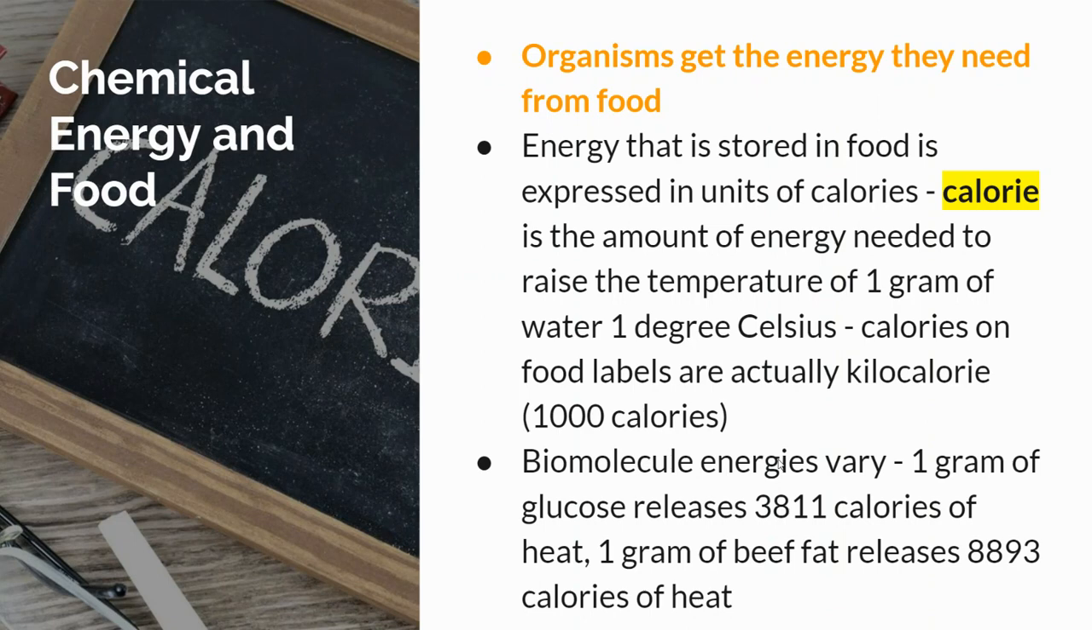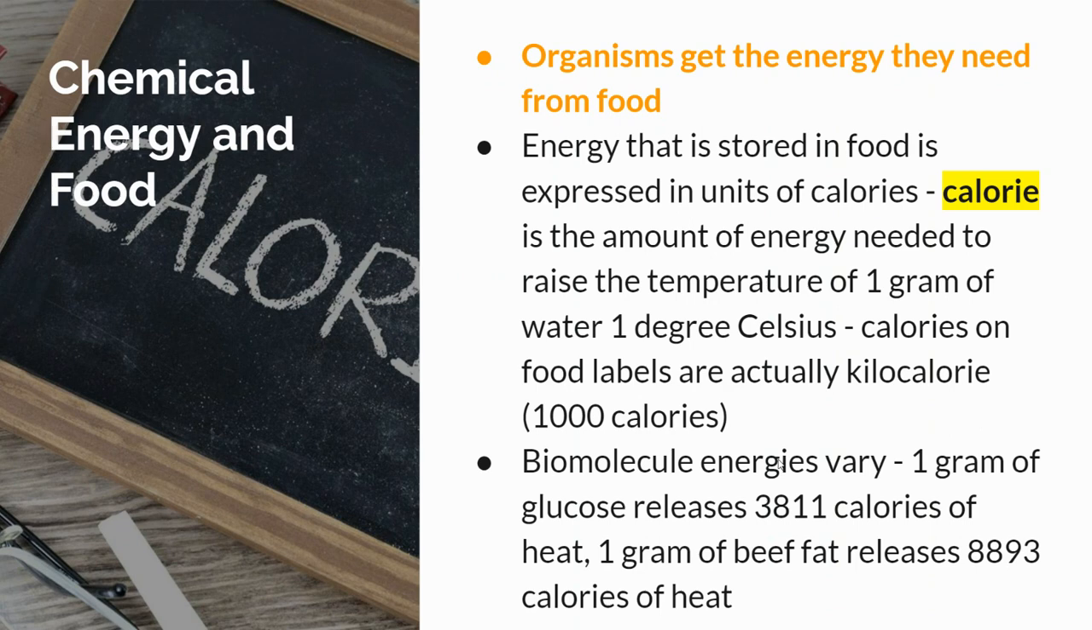Okay, so that's it. And the energies in different biomolecules are going to vary. So a gram of glucose, the food source, the carbohydrate that is made in plants through the process of photosynthesis, releases 3,811 calories of heat. Remember, heat is when the molecules touch. But a gram of beef fat, so there's the fat, releases 8,893 calories of heat. So you can see that various foods have different amounts of calories.